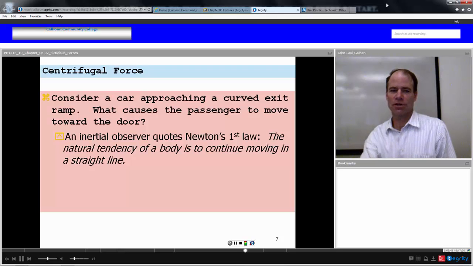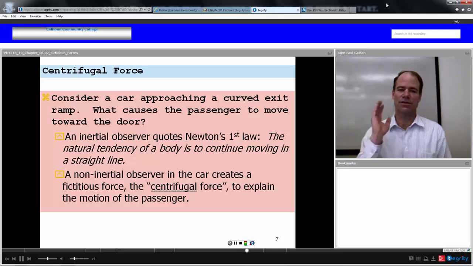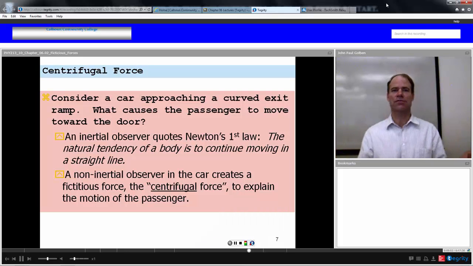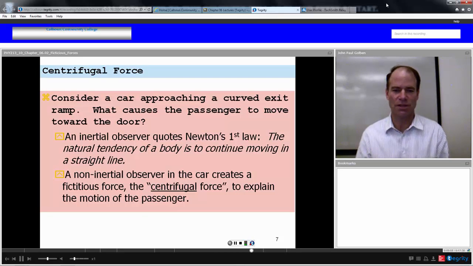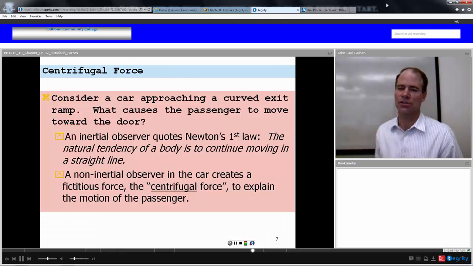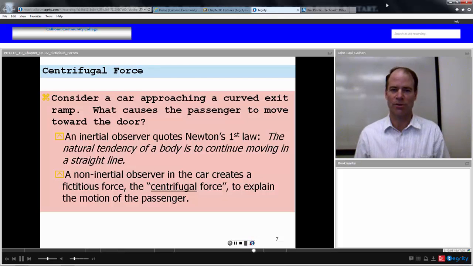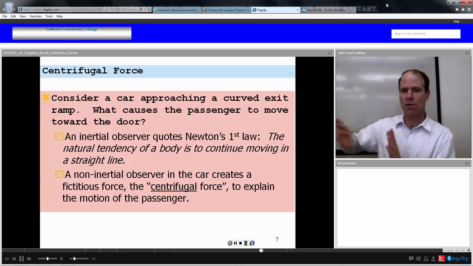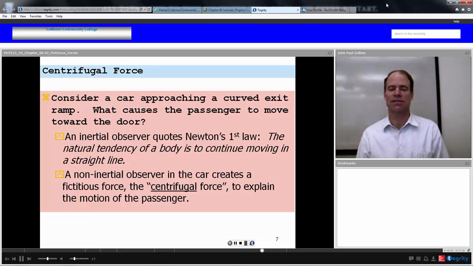An inertial observer observes Newton's first law. The body is continuing in a straight line, but a non-inertial observer in the car creates a fictitious force to explain this motion, and that fictitious force is the centrifugal force, and that explains the motion of the passenger sliding out towards the outer door. The magnitude of that centrifugal force is equal to the magnitude of the centripetal force that would have been required to keep the passenger moving in a circular motion along with the frame of reference. So they have the same magnitude, but the centrifugal force is pushing outward from my perspective inside the car.